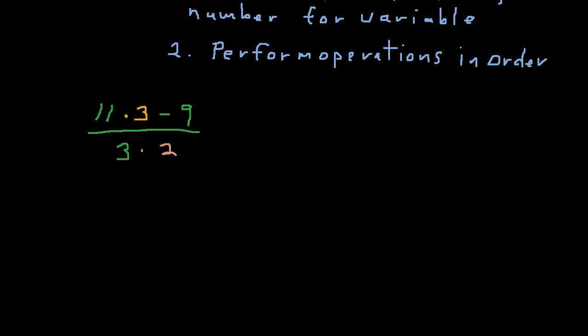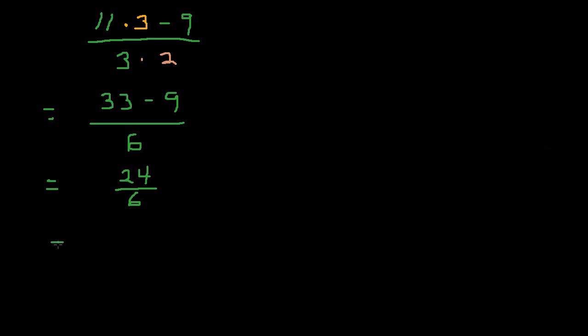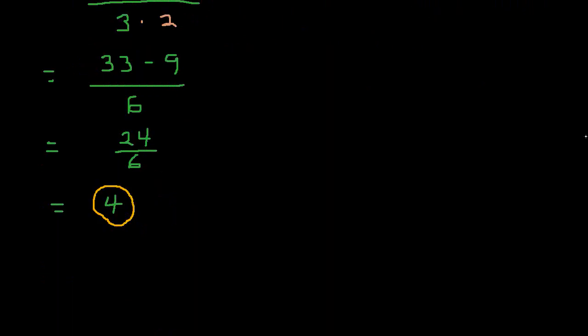Now it's time to perform our operations. And we need to work on the numerator and denominator separately. What's 11 times 3? 33. Subtract 9, and what's 3 times 2? 6. Okay, and what is 33 subtract 9? That's 24, and that's divided by 6. And finally, what is 24 divided by 6? That is the number 4. So we've done evaluation in the first problem.